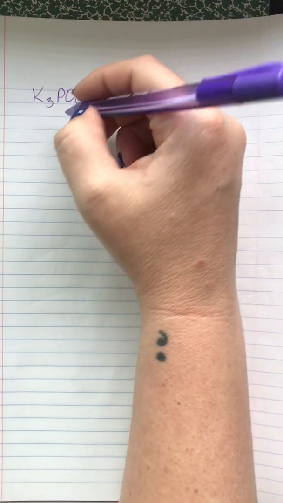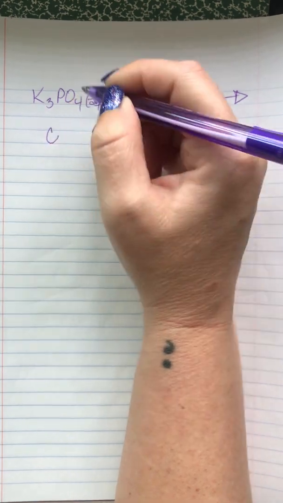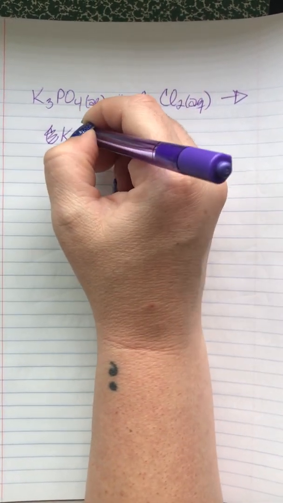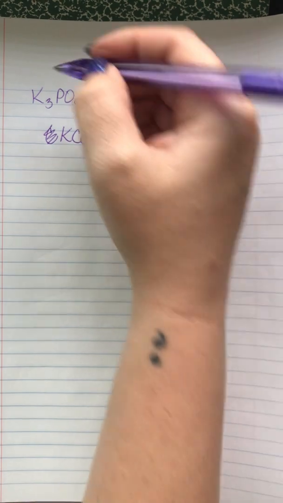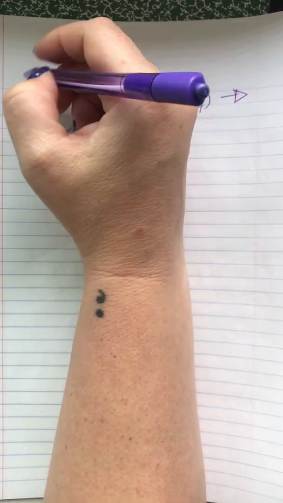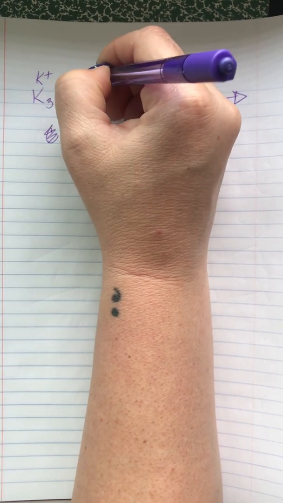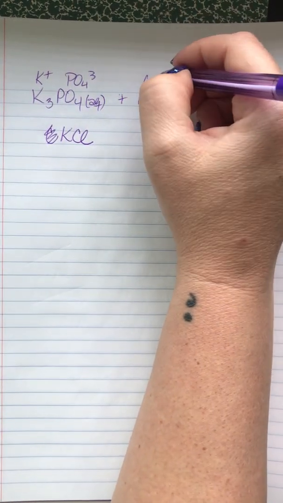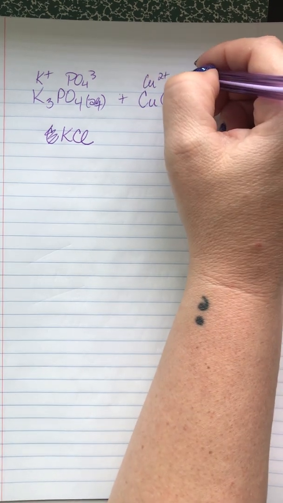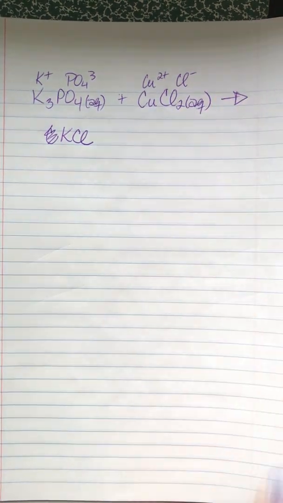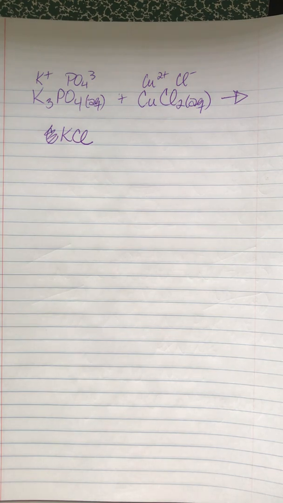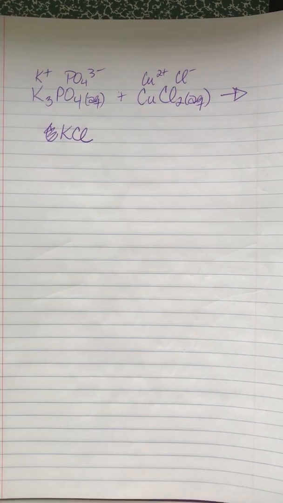Potassium chloride and copper phosphate? Yeah, exactly. Okay. Right? So we have potassium chloride, right? I think I mentioned this before, you guys, but I like to literally just write the ions up top here because it makes it a lot easier for me to see how they're going to change partners.